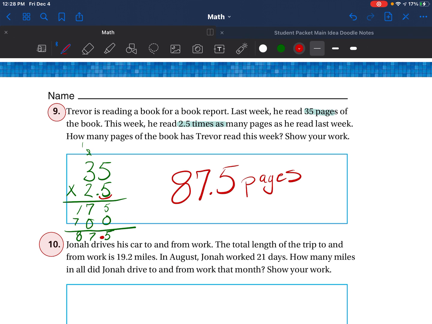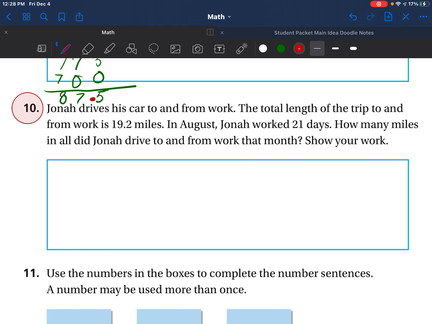All right, number 10. Jonah drives his car to and from work. The total length of the trip to and from work is 19.2 miles. In August, Jonah worked 21 days. How many miles in all did Jonah drive to and from work that month? Show your work. So, I'm sure many of you already guessed it. All we do is go ahead and multiply.